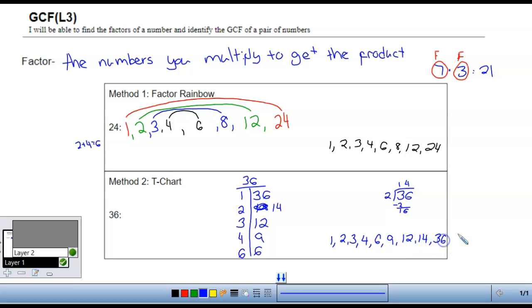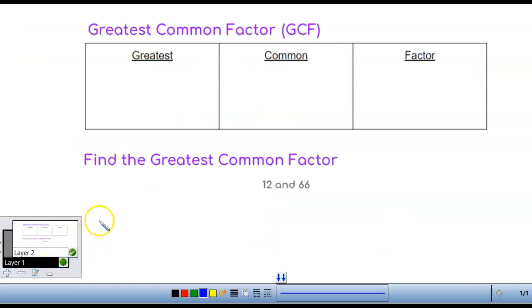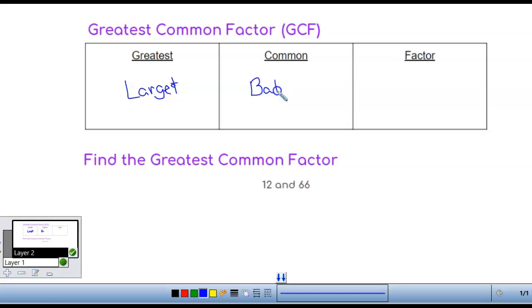All right, let's go down our paper. Now we're going to go over what GCF is. Some of you might have heard of this, maybe, maybe not. Greatest common factor. Greatest, so it's going to be the largest. Both numbers have to have it. Both have.